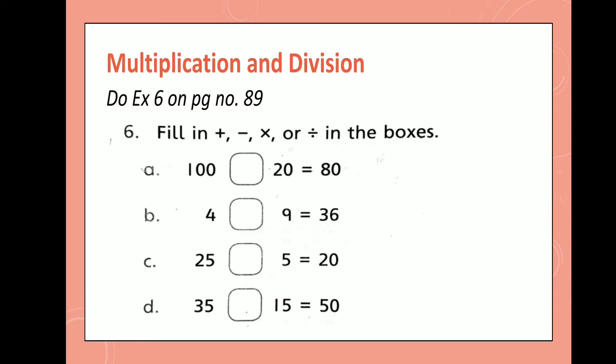Do exercise 6 on page number 89. Look at the sum carefully and figure out what it says, and mark the most suitable sign of multiplication, division, addition or subtraction in the empty boxes. 100 minus 20 is equal to 80, and 4 multiplied by 9 is equal to 36. 25 minus 5 is equal to 20, and 35 plus 15 is equal to 50. Look at the sum carefully and put the sign.